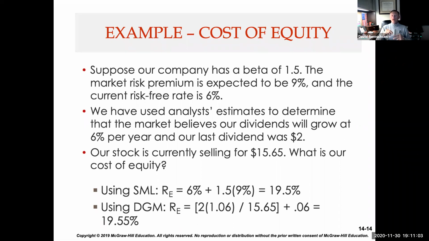Okay, you can have two drastically different answers. In this case, however, the inputs, the beta, the risk premium, the risk-free rate, the $2, the 6% growth, led to a similarity. But you can have a scenario where the DGM and the CAPM can yield two very different results.